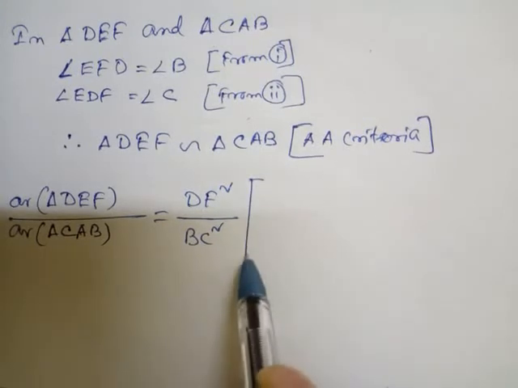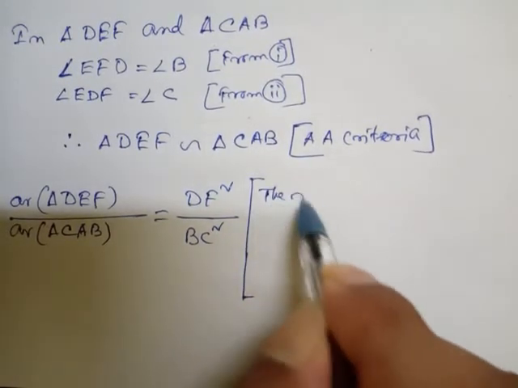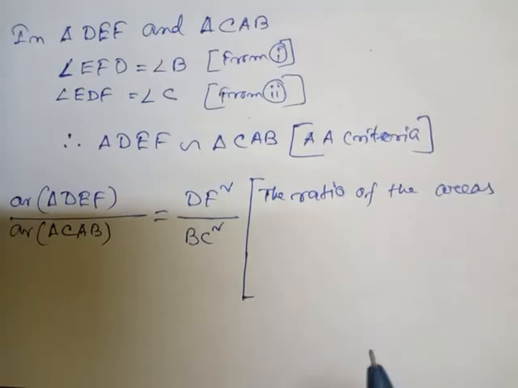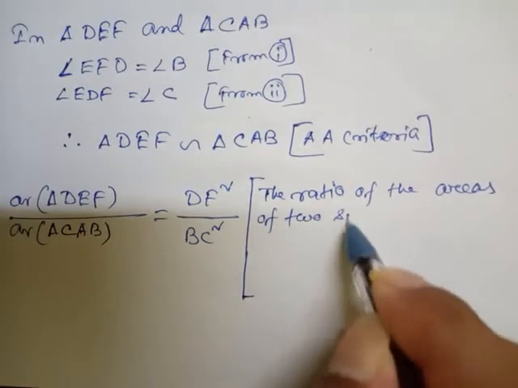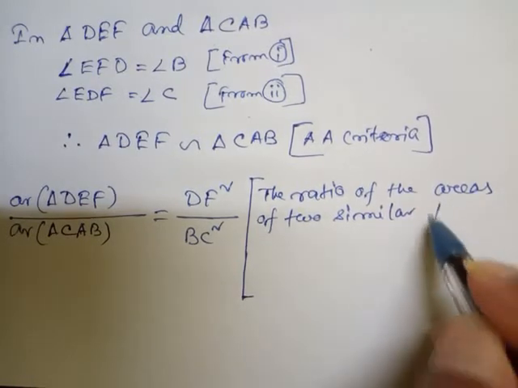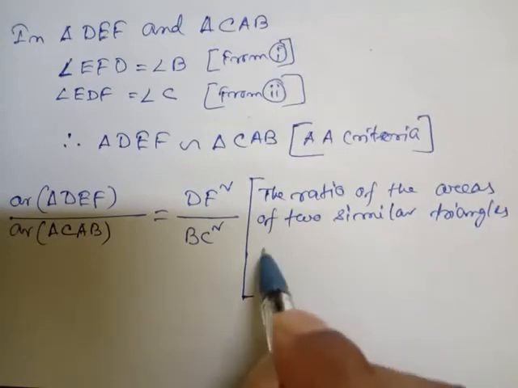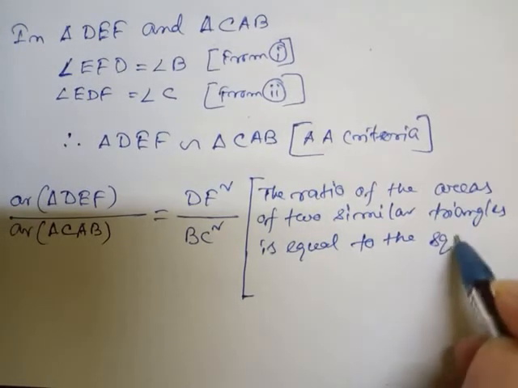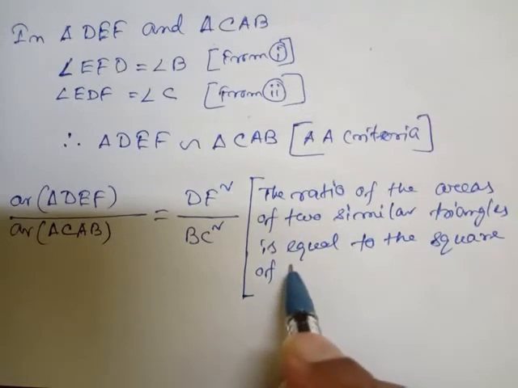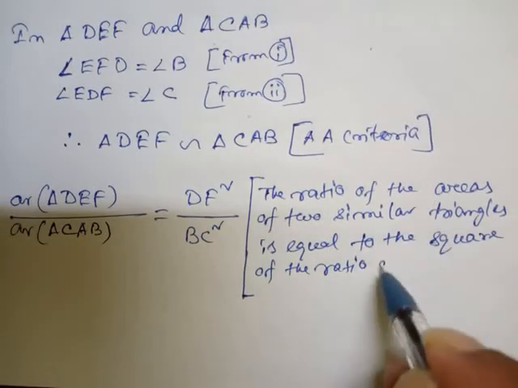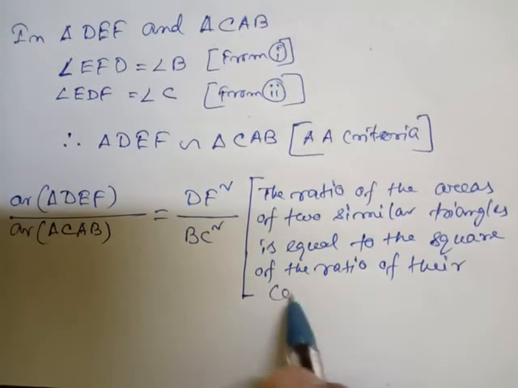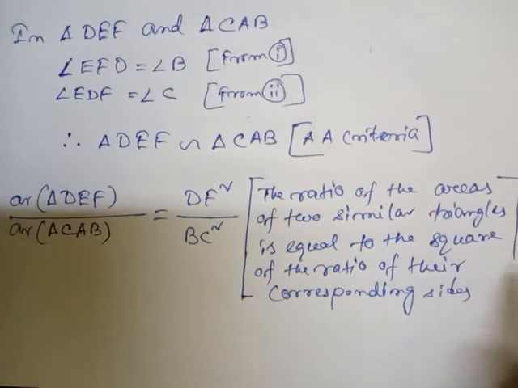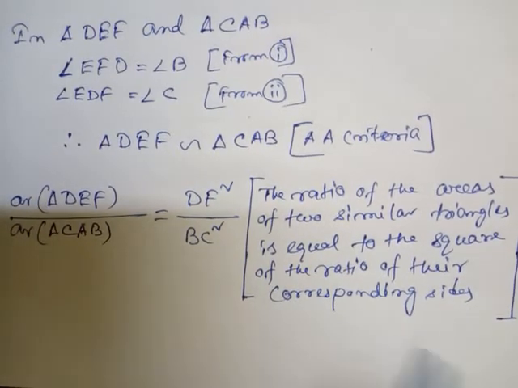Now write down here that the ratio of the areas of two similar triangles is equal to the square of the ratio of their corresponding sides. This is the reason for this line, which means the 6.6 theorem.